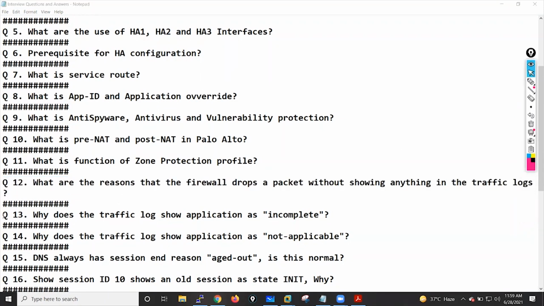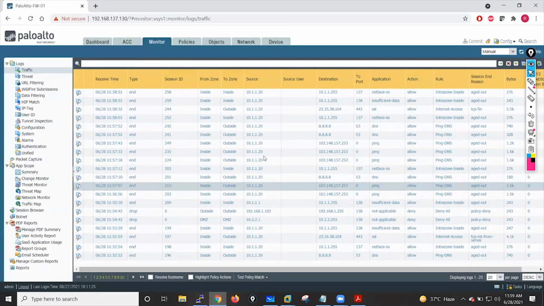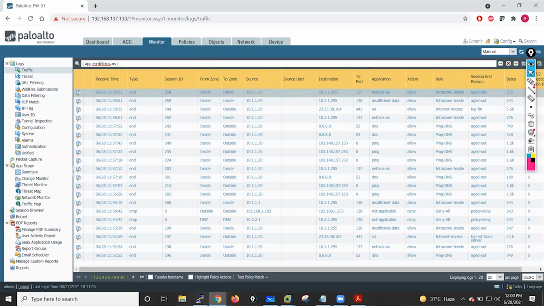Now let me move to question number 3: why does the traffic log show application as incomplete, guys? Let me see what that is. What is the meaning of this one? If I go into my firewall, into Application, you have seen insufficient data, application not applicable. I'm just looking for incomplete, so I'll search for that log.